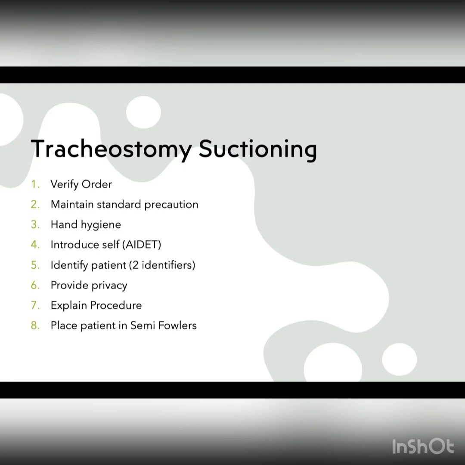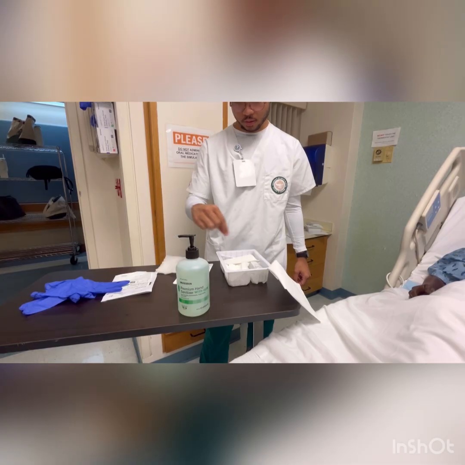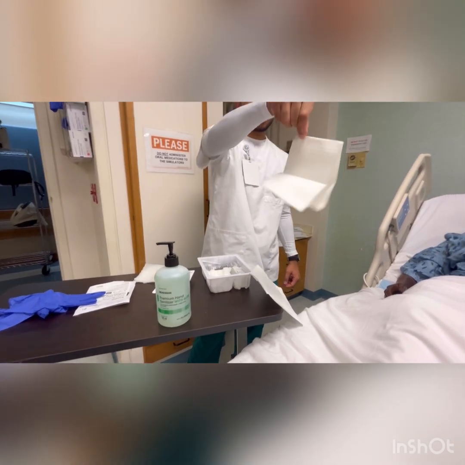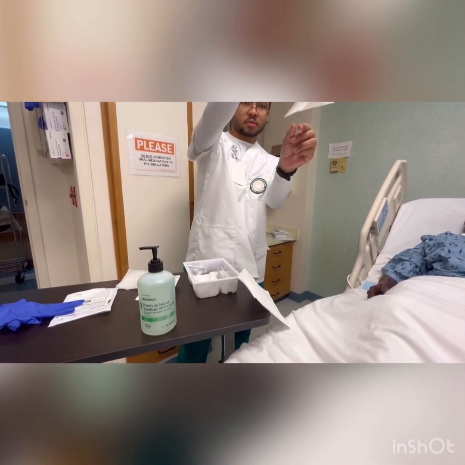Then we want to provide privacy for the patient. That'd be like moving the curtains over to make sure no one else can see. Then we want to explain what we're doing, so we'll be performing tracheostomy suctioning. And then after that, we want to place the patient in semi-Fowler's position. Then we would open up our kit and place the linen saver pad or a towel on top of the patient's chest.